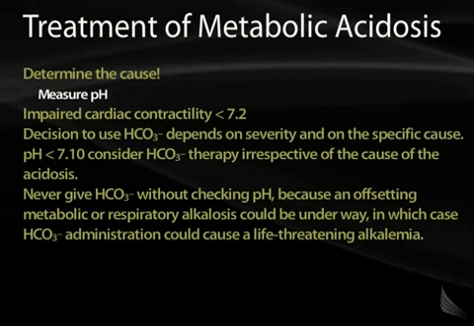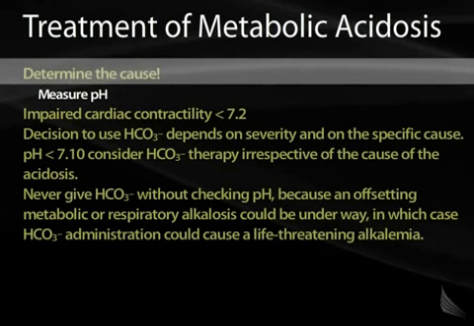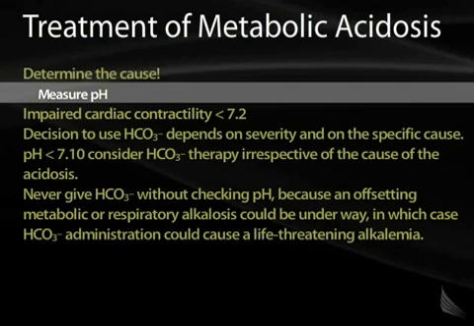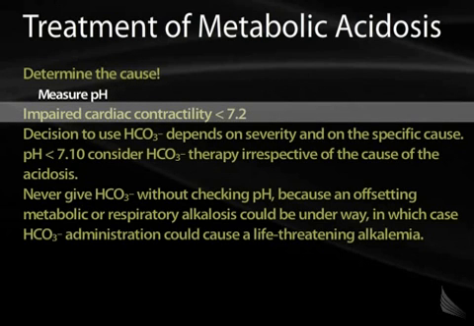The treatment of metabolic acidosis should be focused on the underlying cause. As we said before, we must always measure the blood pH. Arterial blood gas is the most accurate measure of pH. As pH falls below 7.2, and certainly below 7.1, the cardiovascular effects can be quite severe. Only at these extreme levels should one consider bicarbonate therapy, irrespective of the cause of the acidosis.